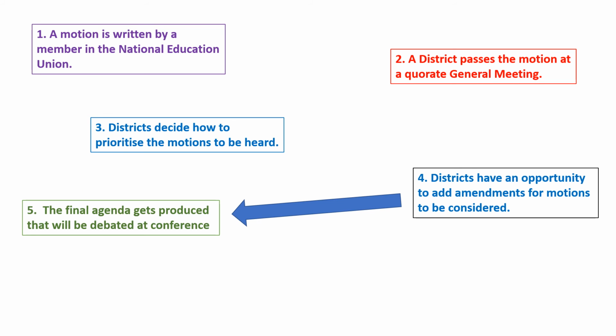We're now getting towards the end. The full agenda gets sent out to the delegates of the National Conference. It will list the motions to be heard at conference and the amendments that have been suggested to each motion.